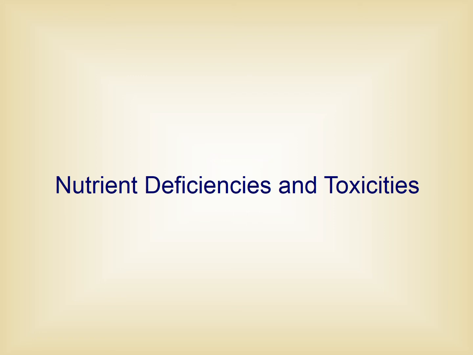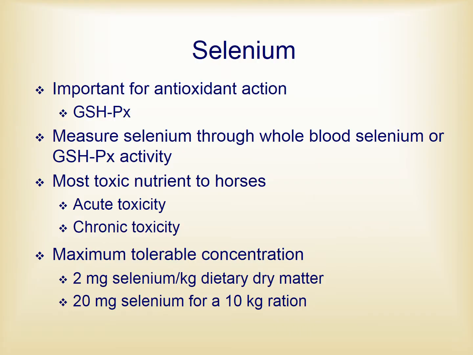We'll finish our lecture with a brief discussion of nutrient deficiencies and toxicities that are important for horses. We'll start with a discussion of selenium, and selenium is a trace mineral that is important for antioxidant action. Glutathione peroxidase is one of the more well-known seleno-containing enzymes. Selenium can be measured through whole blood selenium or by measuring glutathione peroxidase activity in the blood.